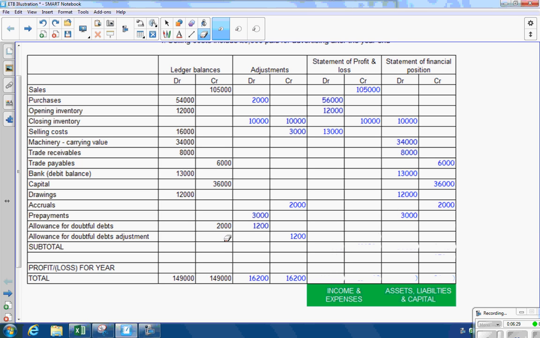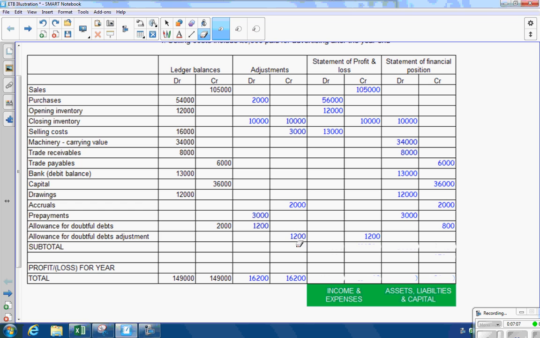Next, I've got my allowance for doubtful debts. Well, this is a statement of financial position item. So I've got £800 that goes to the credit of the statement of financial position. And lastly, the allowance for doubtful debts adjustment account. Well, the adjustment account goes to the statement of profit and loss. So that's £1,200. I've now transferred all of my accounts across into the different columns of the profit and loss account and statement of financial position.